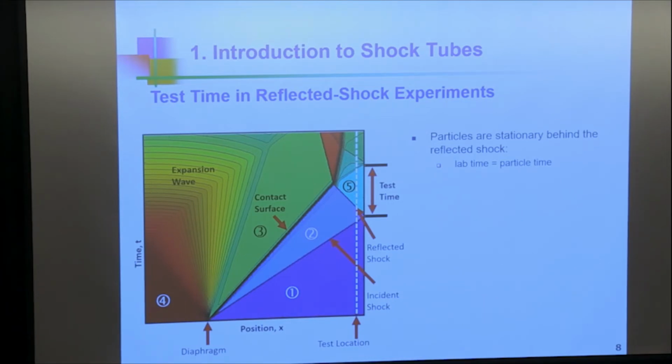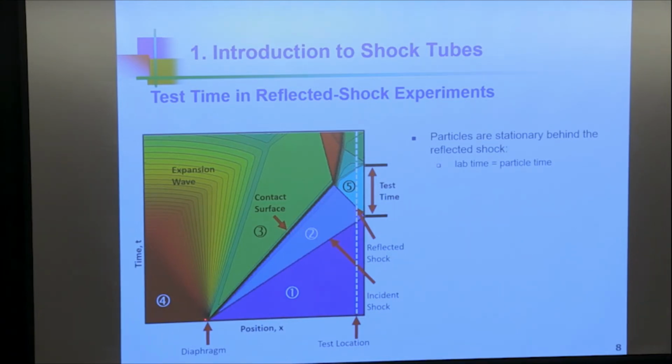This is called an XT diagram. X is the distance along the tube. Here's the diaphragm. Here's the end. It's the driver section and the test section. And this is time. So you imagine that at time 0, the diaphragm breaks instantaneously and it's massless. You imagine then that you form a shock wave that moves at a constant speed on this XT diagram and reaches the wall here. The boundary between the test gas and the driver gas is known as the contact surface.